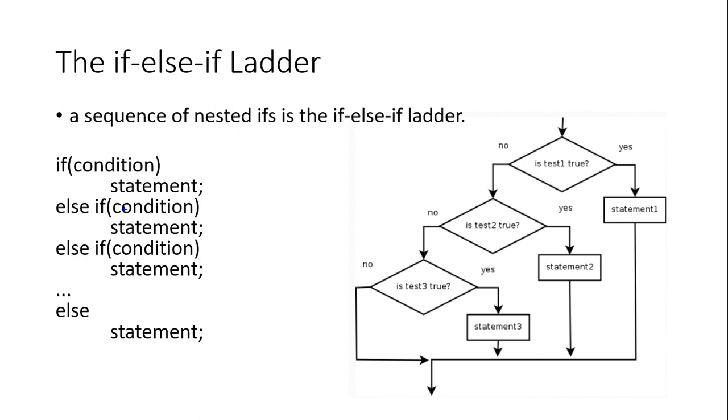So how does it go? You start with the if, and you put a condition. If the condition is true, you execute this statement. If the condition is false, then you come to the else part. After else, there is one more condition. If this condition is true, then you execute and come out of the program. If this condition is false, you go to the else of this if.